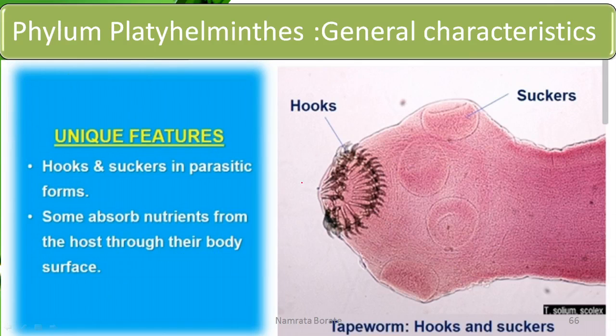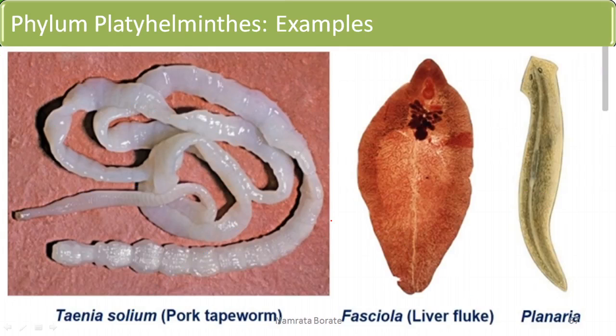Next unique feature, there is a presence of the hook. You can see here the hook, and the second one is the sucker. In the parasitic form, that is the tapeworm, there is a presence of the hook and the sucker, and some absorb the nutrients from the host through their body surface. Examples are Taenia solium, that is the pork tapeworm, the second example is the liverfluke, that is Fasciola, and the third example is the planaria.